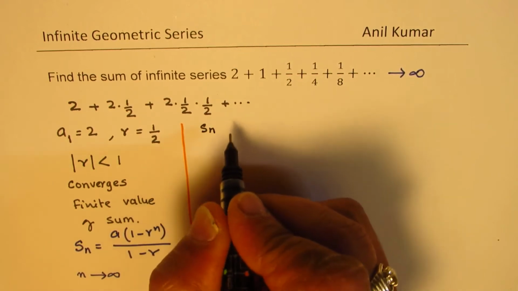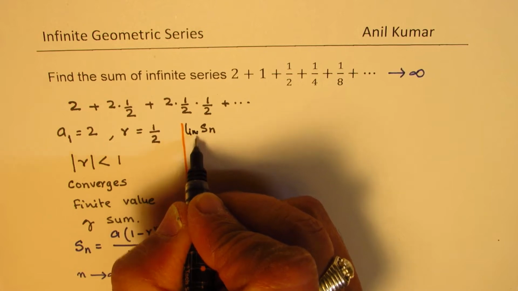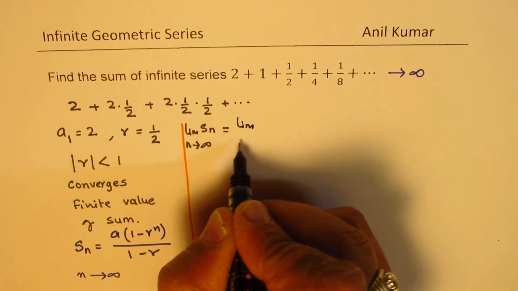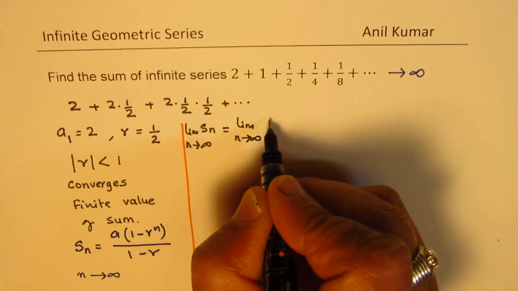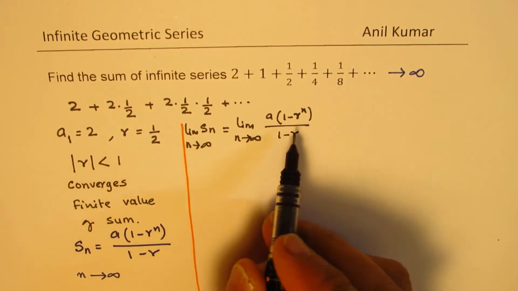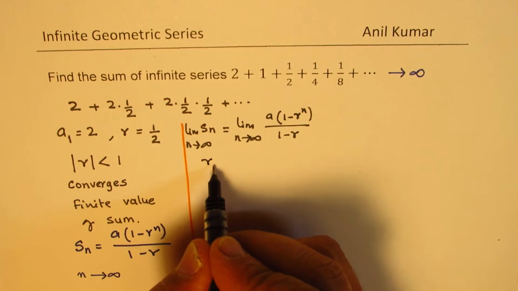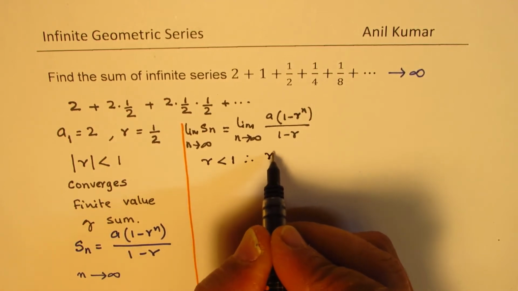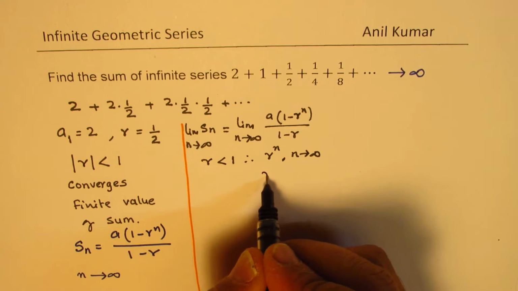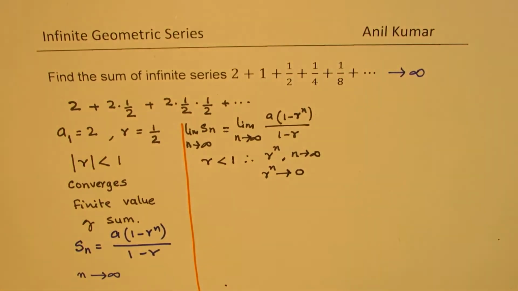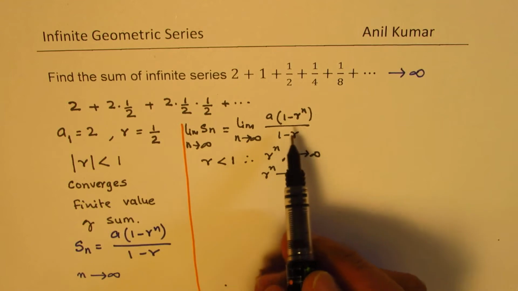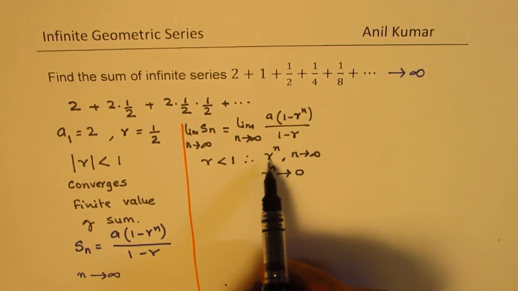So in that case, for S of n, we are finding the limit as n approaches an infinitely large value of a times 1 minus r to the power of n over 1 minus r. Now, r is less than 1, and therefore r to the power of n will get smaller as n approaches infinity. r to the power of n approaches 0. Is that clear to you? So what we notice here is r to the power of n approaches 0 as n is very, very large, since r is less than 1.